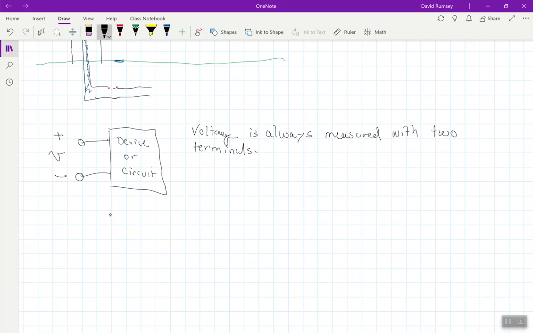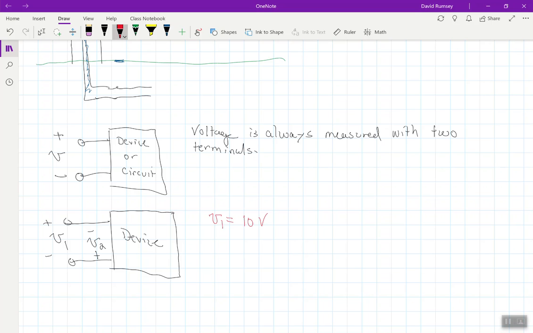But if we look at a device here, and I'm going to, again, put two terminals here, plus minus, and I'm going to say V1, and then I'm going to do plus minus V2. Now, here, if I say that V1 is equal to 10 volts, then V2, well, the value is going to be the same. The only thing that's different is that this is negative 10 volts for V2.